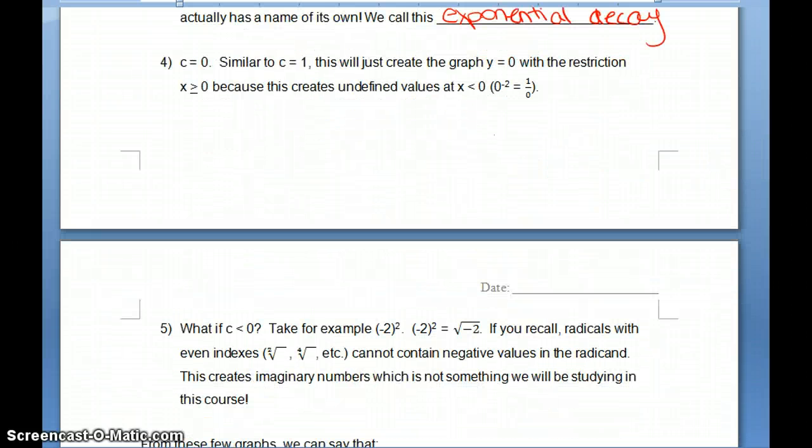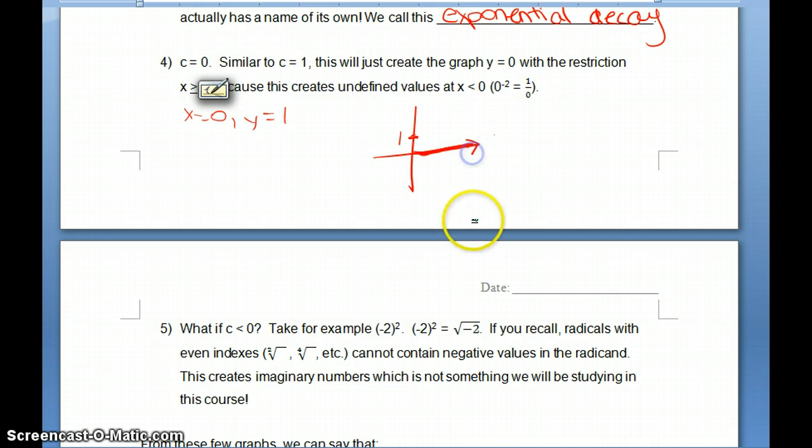Another case that we could have is when c is equal to 0. It's kind of similar to c is equal to 1. For the most part, we're just going to create the graph y is equal to 0, and we will have the restriction that x has to be greater than or equal to 0. Also, when x is equal to 0, y is equal to 1. It kind of creates this funky graph where, if we were to plot it, we'd have 1 at 0, and then the rest of it is going to be on your x-axis, where y is equal to 0.